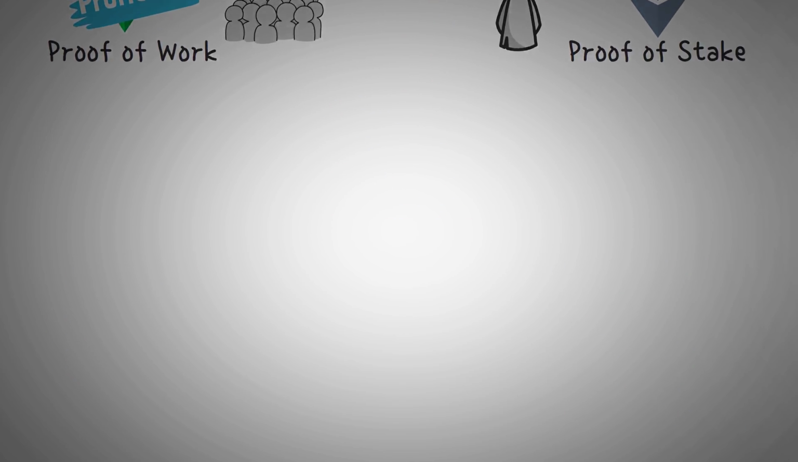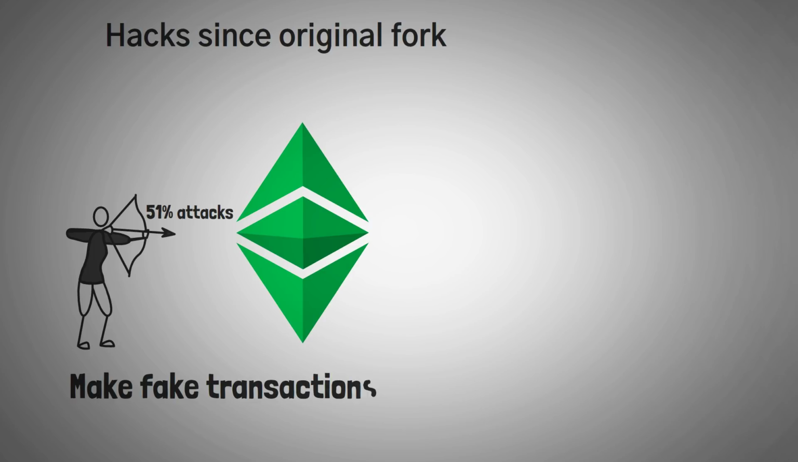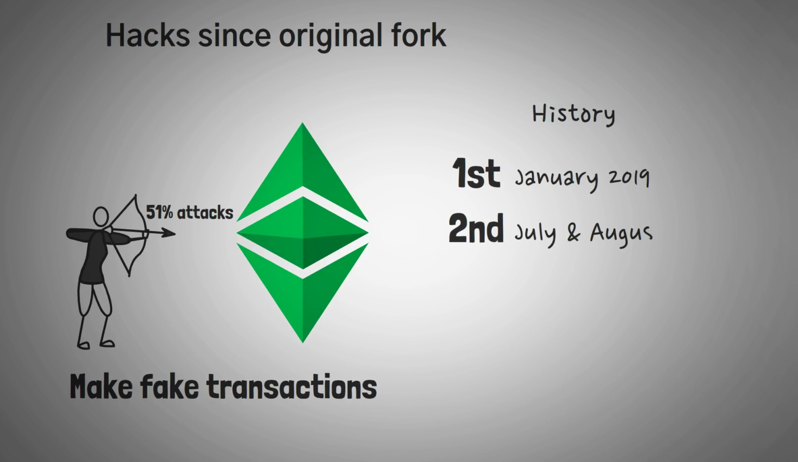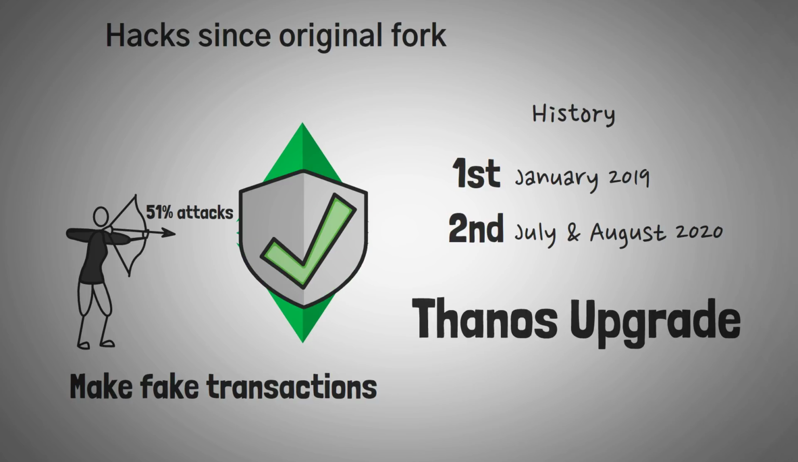Finally, I want to talk about some hacks on the Ethereum Classic network, because it is worth mentioning there have been a few 51% attacks on Ethereum Classic, which basically means someone controlled over half of the network and were able to make fake transactions where they spend their money in more than one place. This first happened around January of 2019, then happened again a few times in July and August of 2020, but they fixed this with an upgrade called the Thanos upgrade. And basically what it did is it changed the mining algorithm a bit, and it hasn't happened since.